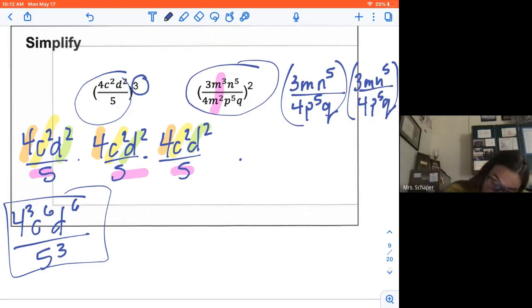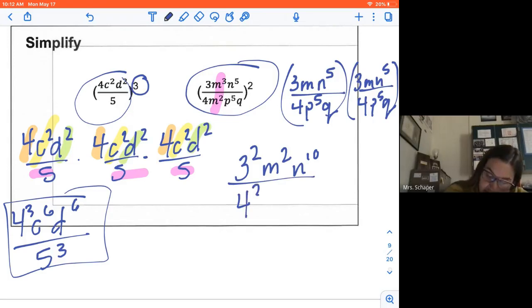3 times 3 is 3 squared. M and m is m squared. N to the 5th and n to the 5th is n to the 10th. 4 times 4 is 4 squared. P to the 5th times p to the 5th is p to the 10th. And then q squared. And there's my answer.